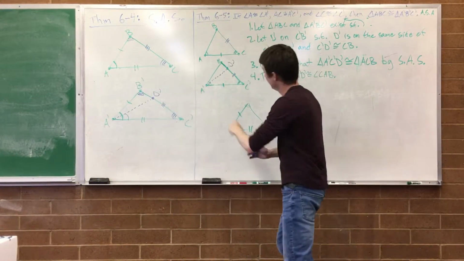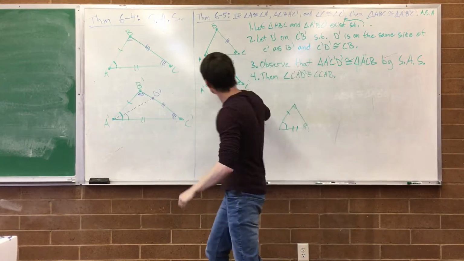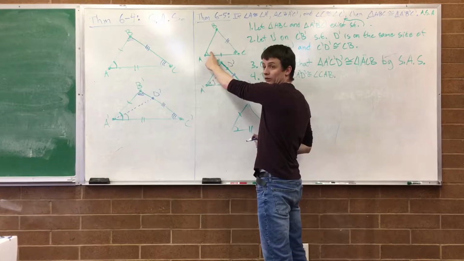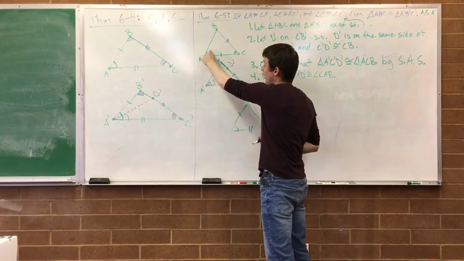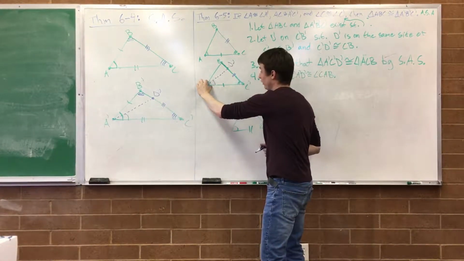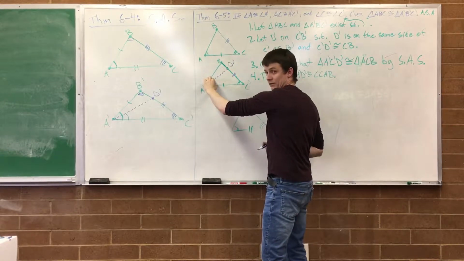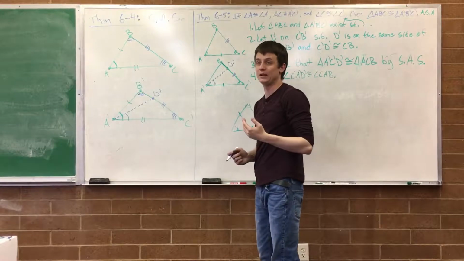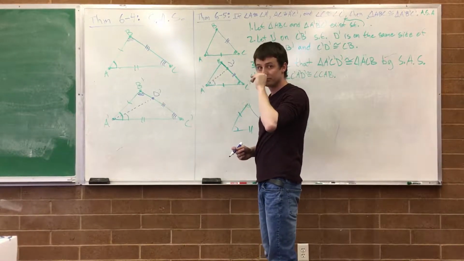Therefore, this angle and this angle are congruent. But we already know that this angle is congruent with that angle. So that's congruent with that, which is congruent with that. So these two angles are congruent. They're on the same side of this ray, therefore they're the same angle. Make sense?